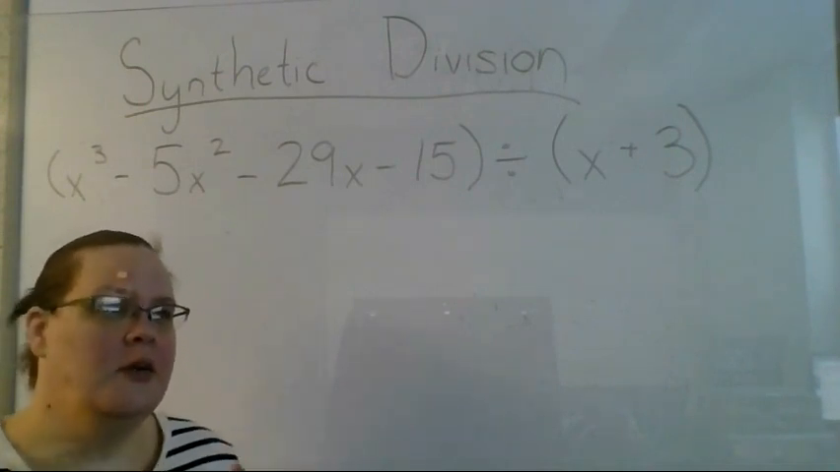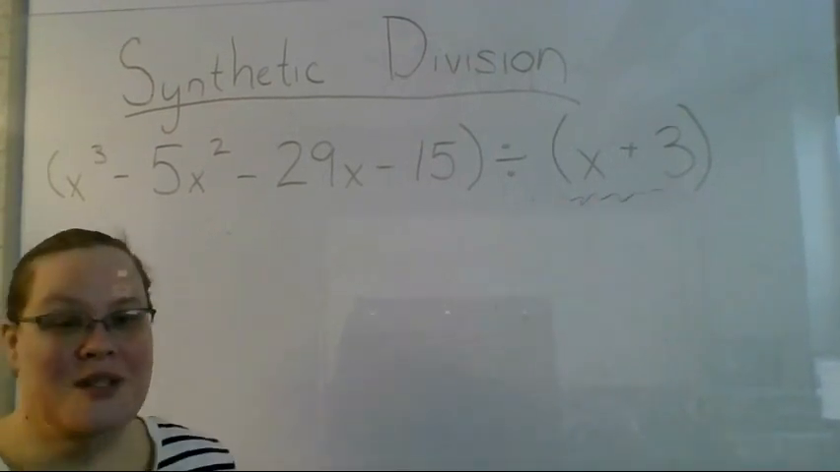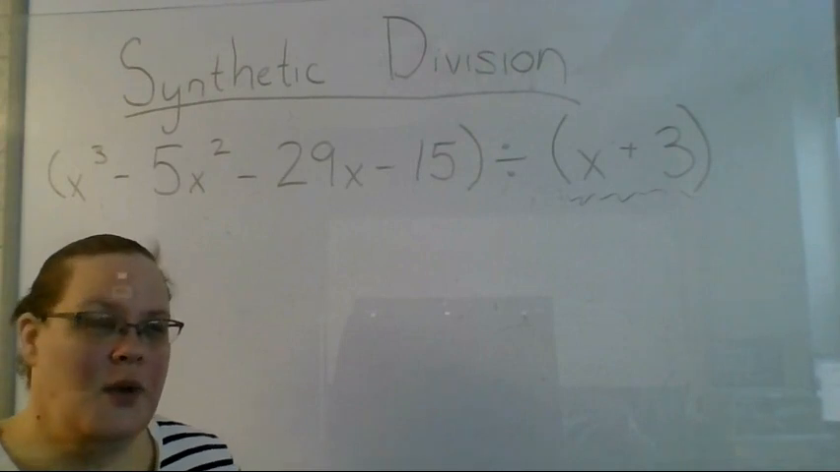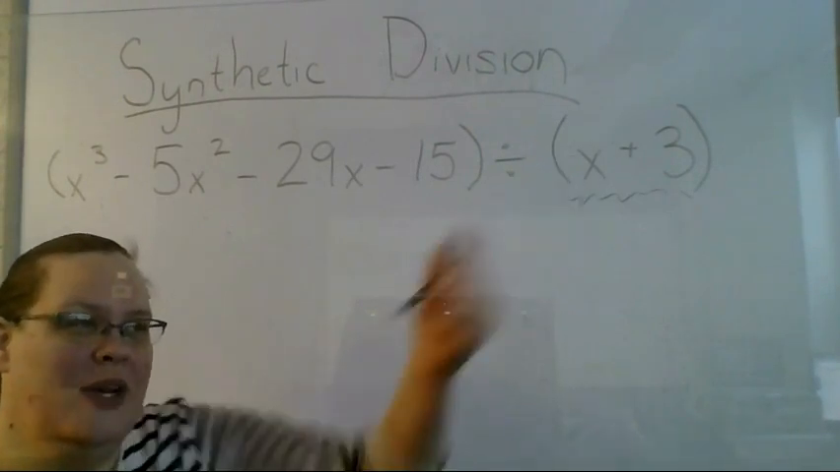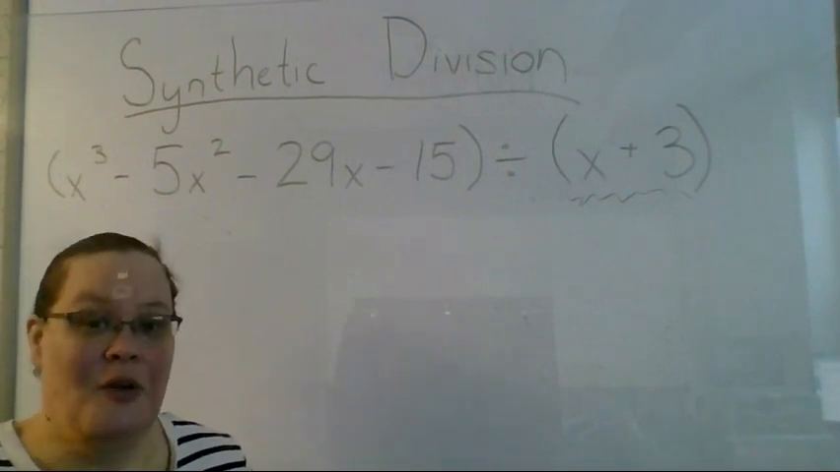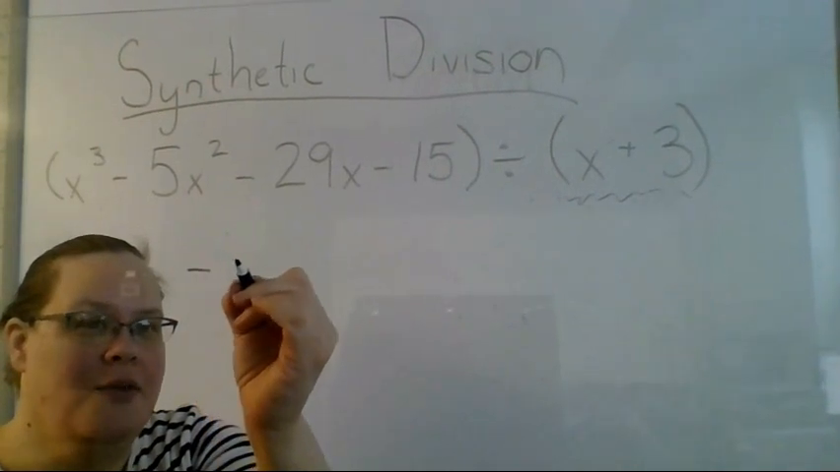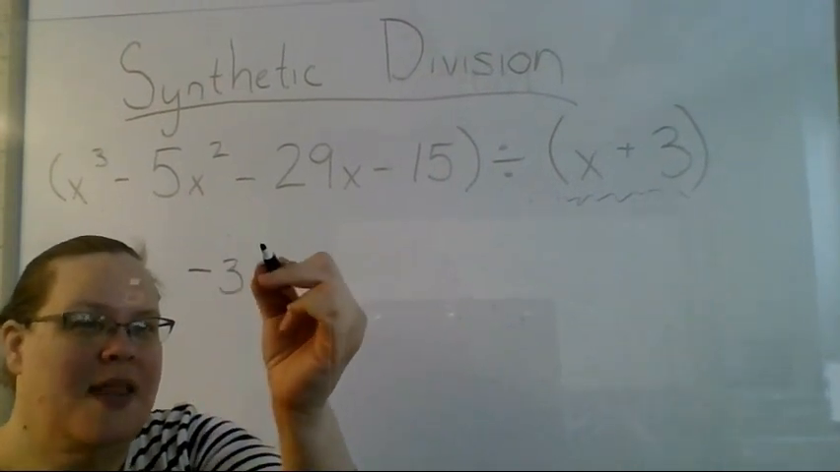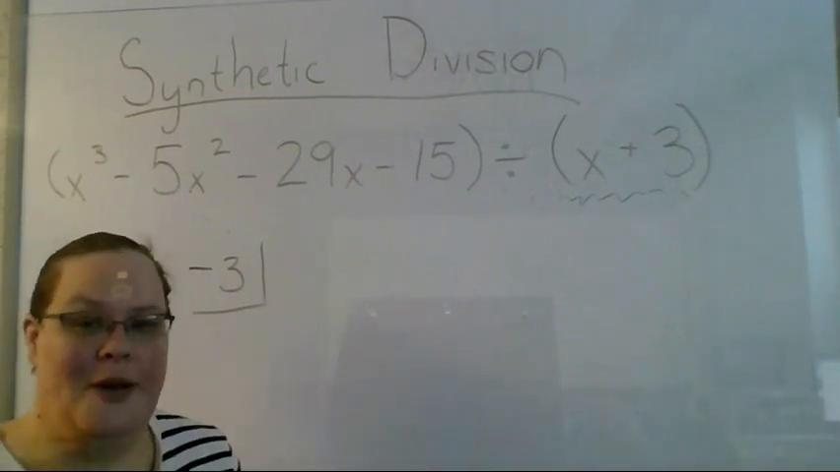So we start by setting up, by looking here at the number that we're dividing by. We want to find the zero of that: what, when we put it in for x, would make that equal to 0? In this problem, that's a -3. So I'm going to write a -3, and then I put this little box around it. Not a full box, kind of a corner around it.